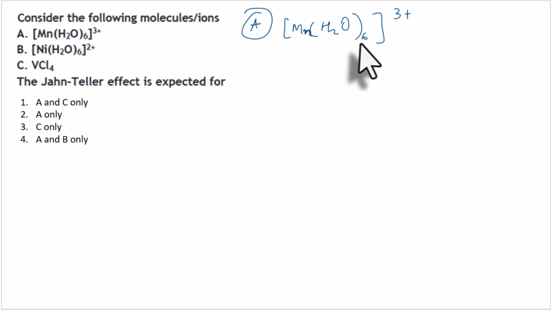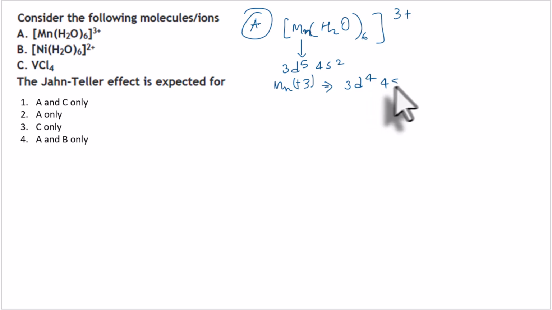Starting with [Mn(H2O)6]3+. Manganese is the central metal ion, and the valence electronic configuration for manganese in the ground state is 3d5 4s2. Now what is the oxidation state of manganese? It is +3. So in the +3 oxidation state, the valence electronic configuration becomes 3d4 4s0. Now if we try to accommodate these 4 electrons in t2g and eg orbitals, what happens?